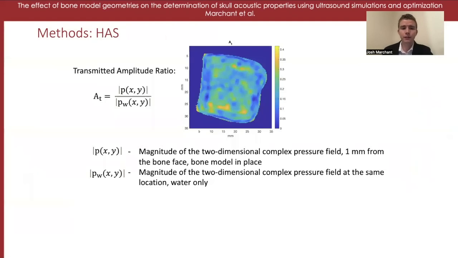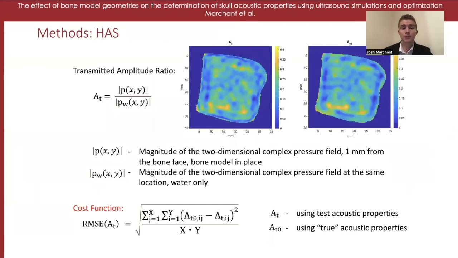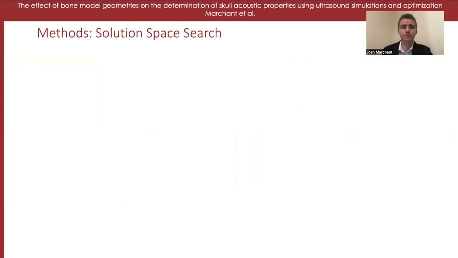To characterize the field, we define the transmitted amplitude ratio as the ratio between the magnitude of the pressure field at the measurement plane with and without the bone model in place. We use the RMSE, or the sum of the squared differences of all voxels between the test and the truth transmitted amplitude ratios, as the cost function for each trial.